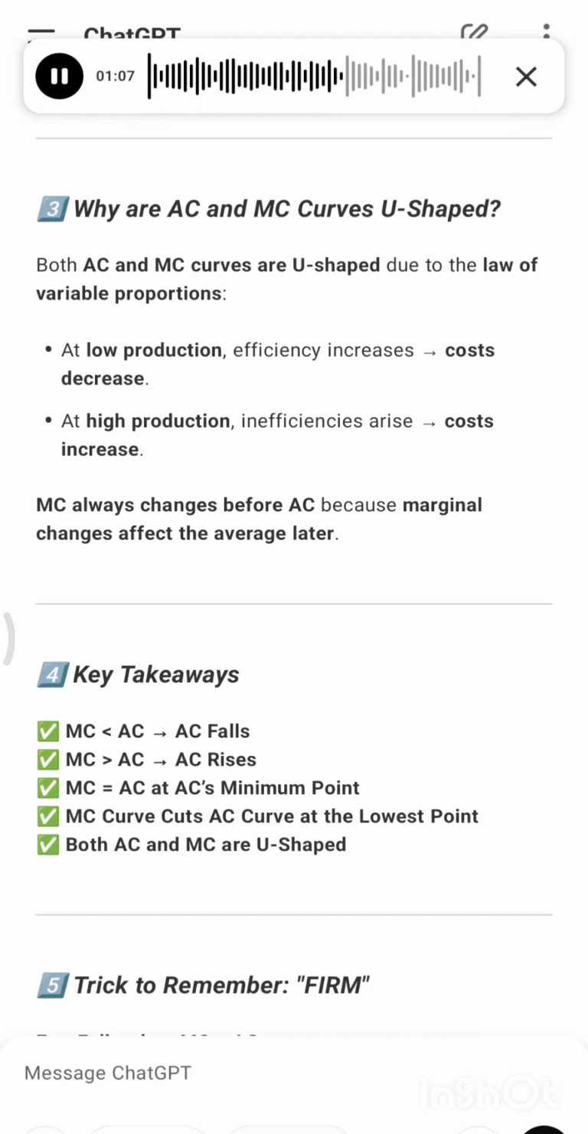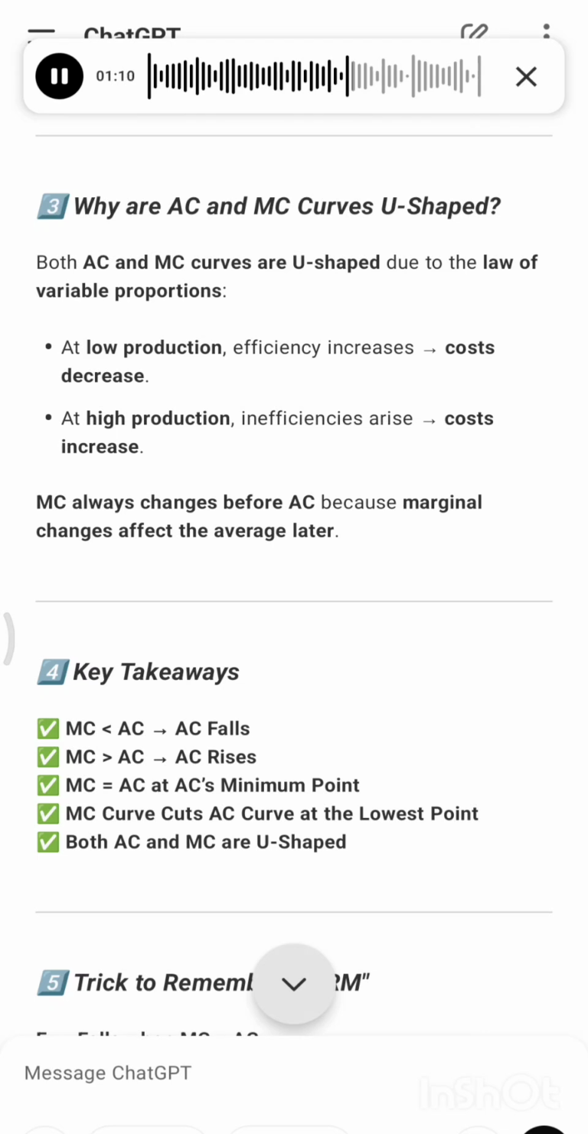3. Why are AC and MC curves U-shaped? Both AC and MC curves are U-shaped due to the law of variable proportions. At low production, efficiency increases and costs decrease. At high production, inefficiencies arise and costs increase. MC always changes before AC because marginal changes affect the average later.